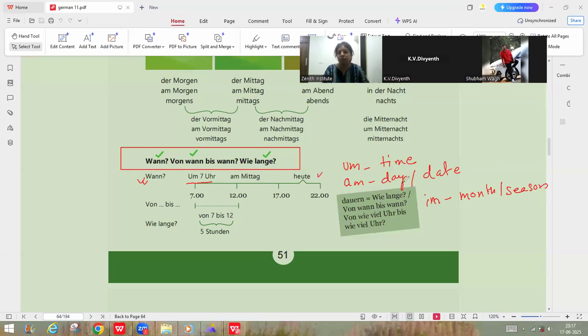Apart from that, if you are saying your class, like our next class is on Friday, suppose, or Thursday for example, then we have to say "am Donnerstag". And next, if you want to say the date, we are going to learn that in the next chapter. At that time also you will see that with the date we write the preposition "am". The preposition "im" we write only with the month and season, like for example, this month we are in September.